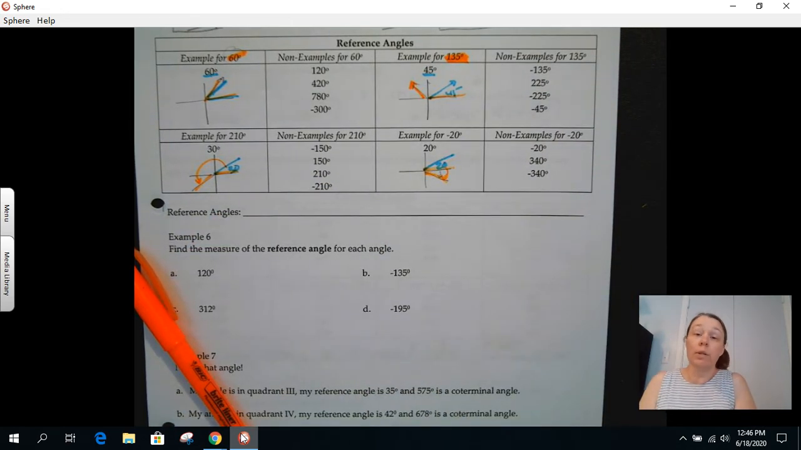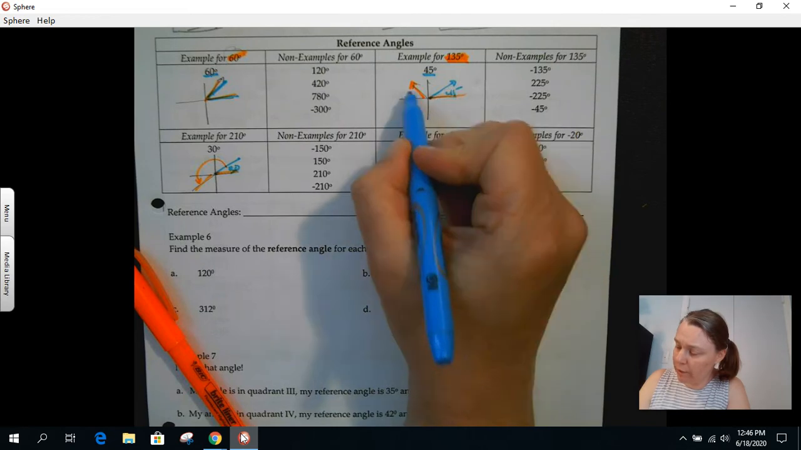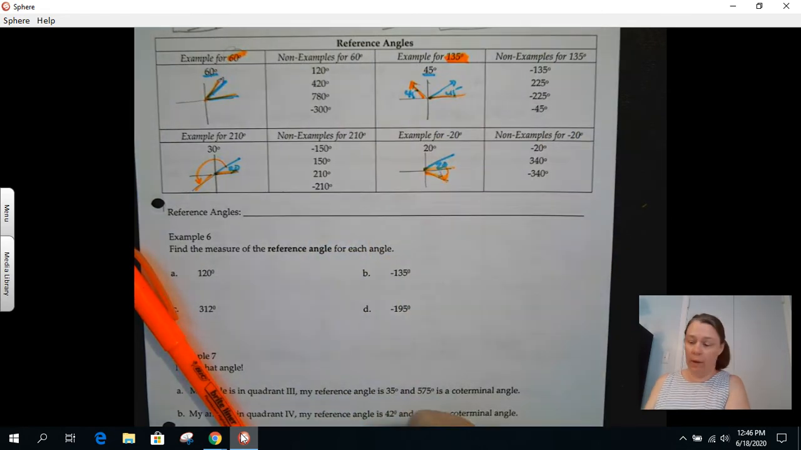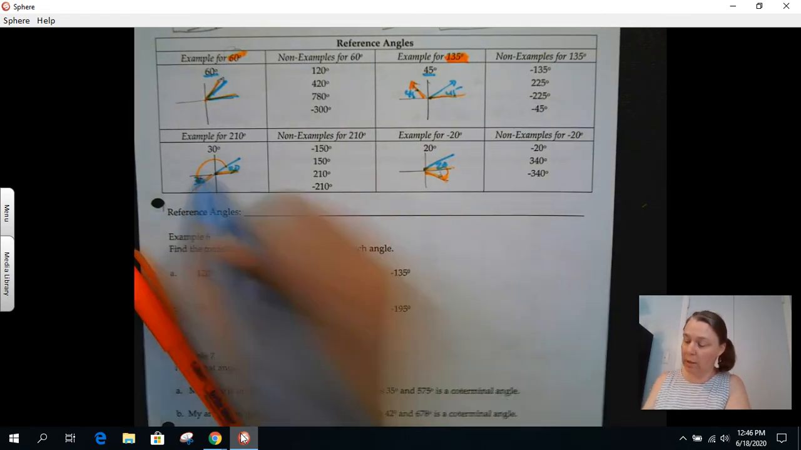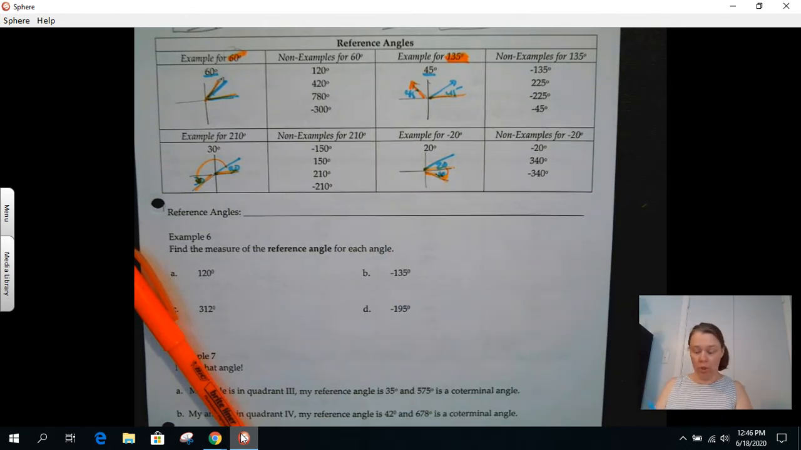Okay, so what are some things that you maybe notice? In this one, they're the same. In this one, you might notice this is 45 and this is 45. In this one, this is 30 and this is 30. This is 20. This is a rotation of 20.